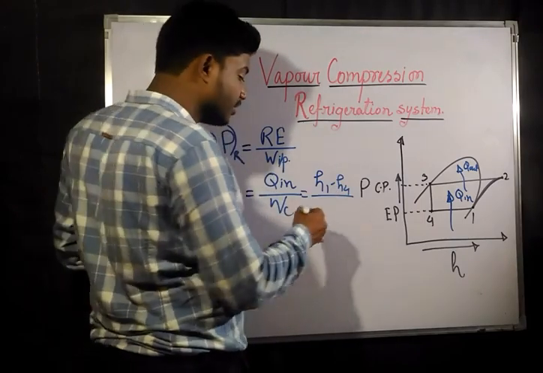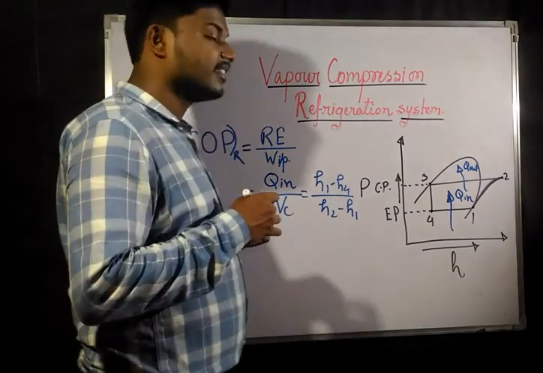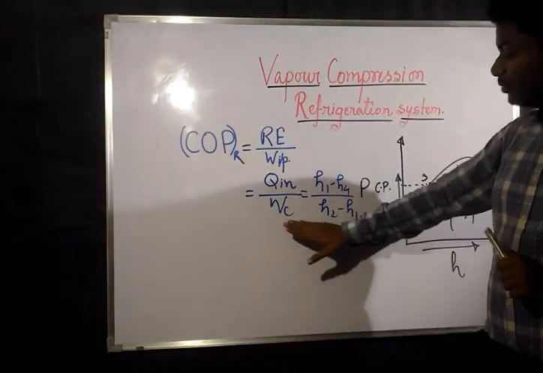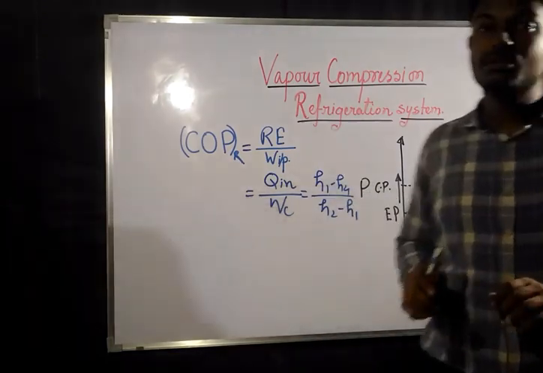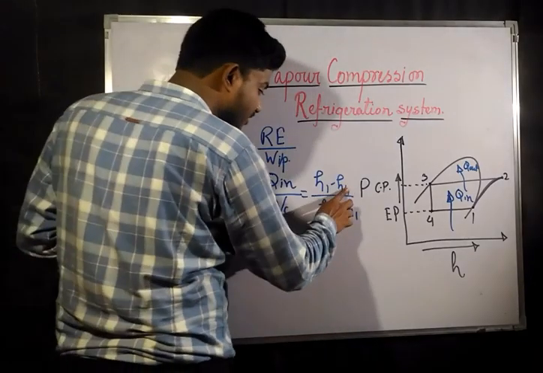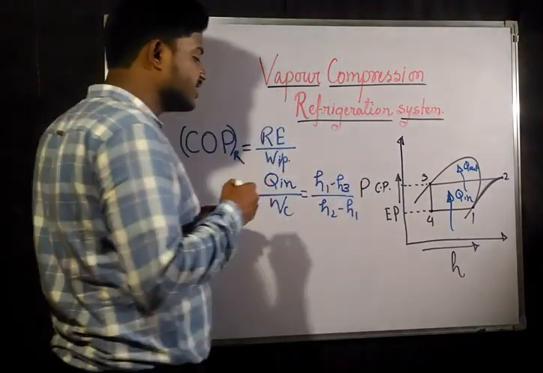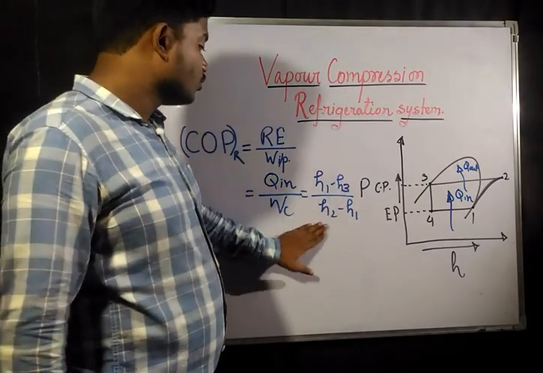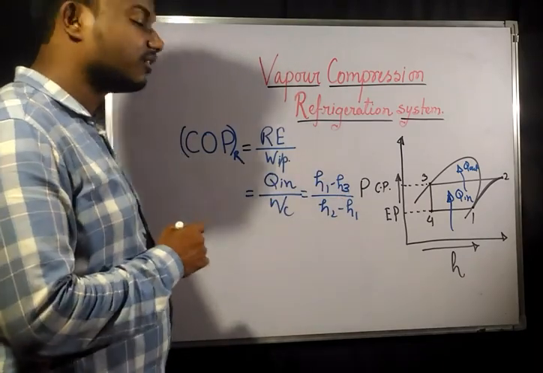And what is the work done by the compressor? It is nothing but H2 minus H1. H2 minus H1 is going to give you the work that has been consumed by the compressor. So this is going to be your COP. In this place you can also write H3 or H4, because H3 and H4 are the same for a vapor compression refrigeration system. So you can write either H4 or H3, and this will be your COP.